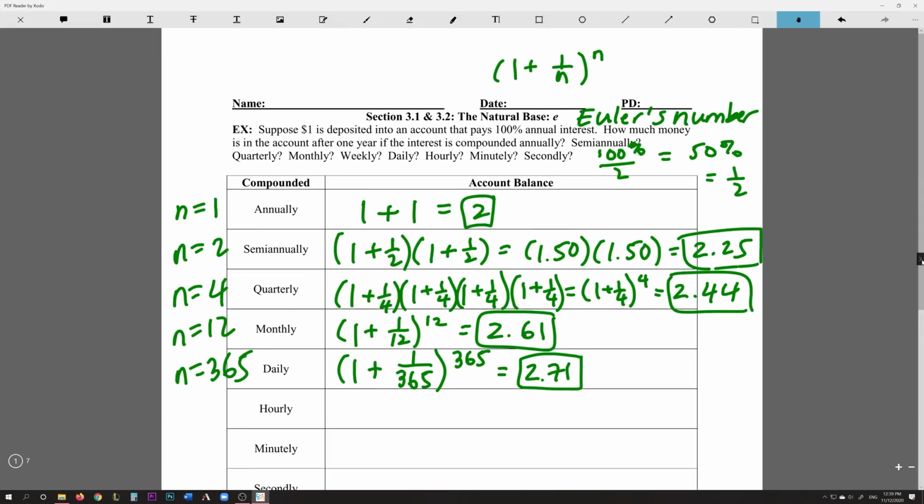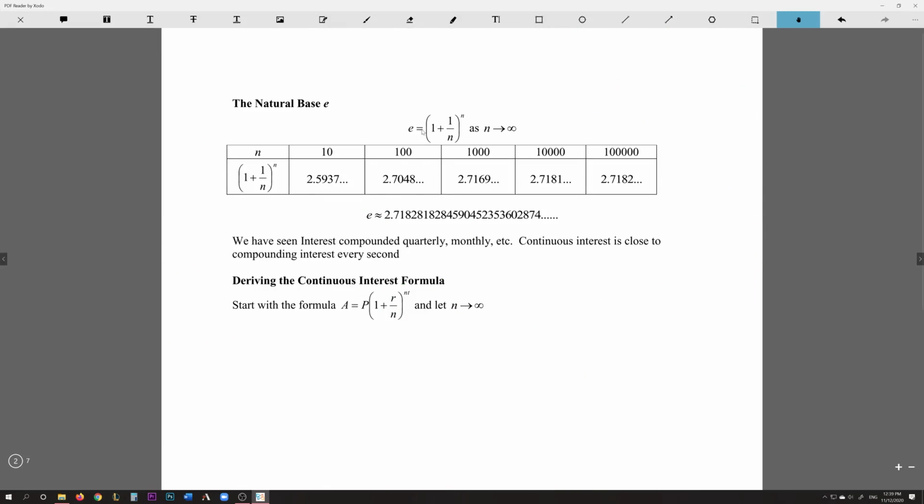If you go to our next page here, E is equal to this particular value, 1 plus 1 over n raised to the power of n, as n goes to infinity. If you take a look at what happens when n is 10, when n is 100, etc., it gets larger and larger. And so E is approximately 2.72.